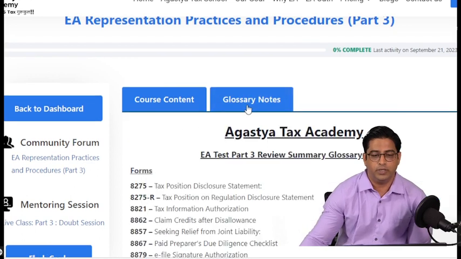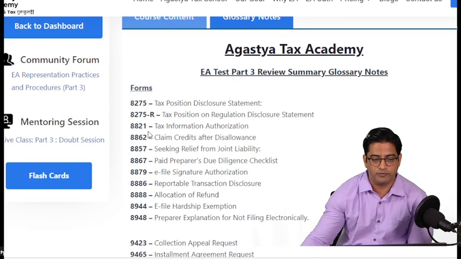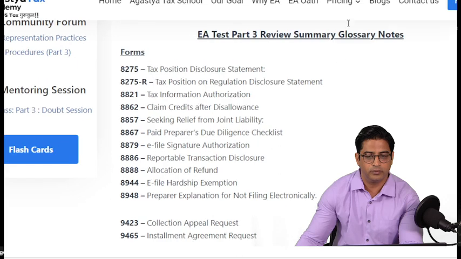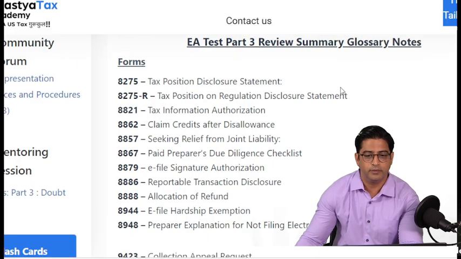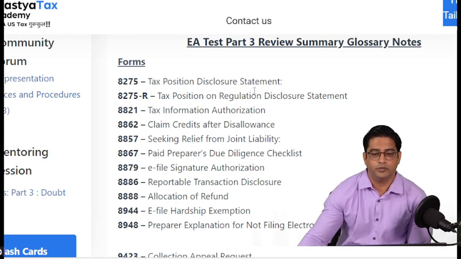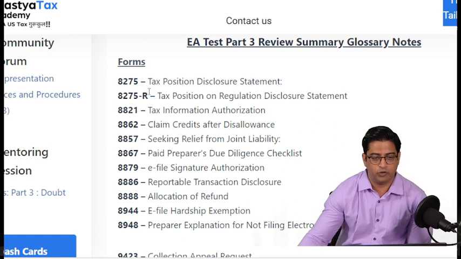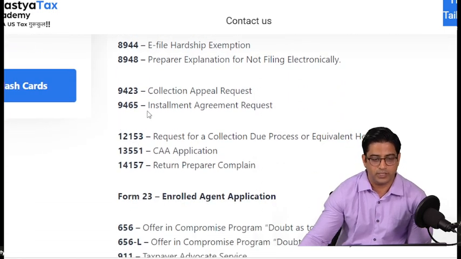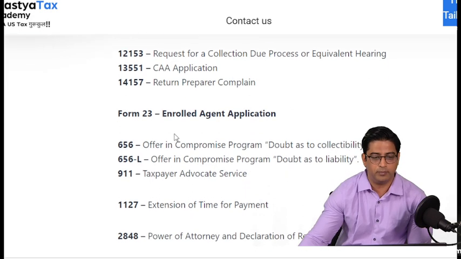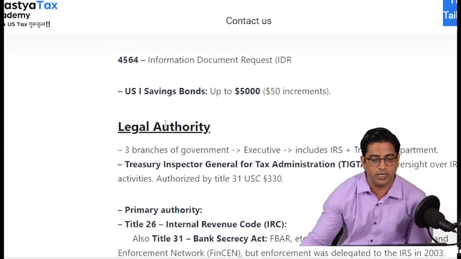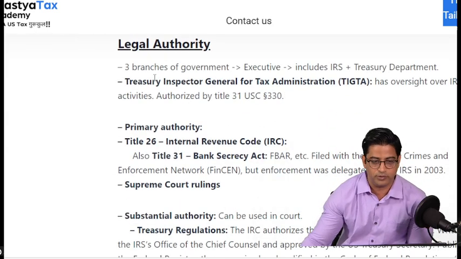And this is the glossary notes that I'm talking about. So these are the glossary notes for part 3. Let's suppose all the forms will be listed here. You can see the forms here, right? Do you want me to zoom it for you? So this is the glossary notes that I'm talking about. There are various forms like what is 8275, what is 8879, what is the installment agreement form, the return preparer complaint form. Once you are done with your EA, what form do you submit? The gist of all the forms will be there as part of glossary notes.